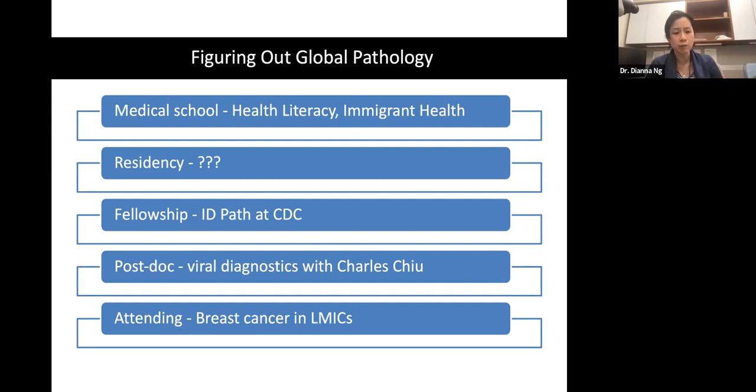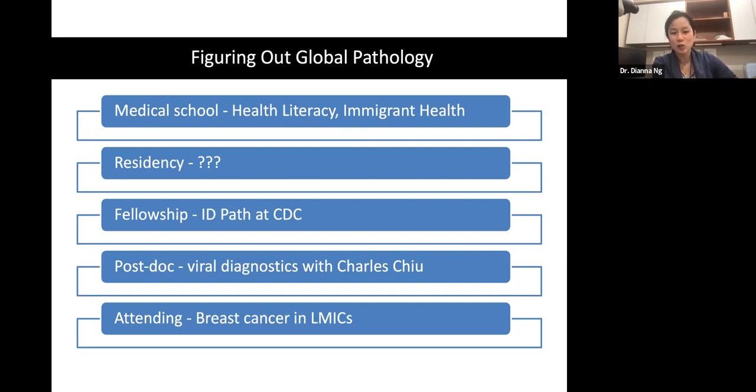I also had a really great opportunity to act as an infection control field officer during the Ebola outbreak that year. It was 2014 to 15 when I was at the CDC. So I got a chance to go to Sierra Leone and help with some of those efforts as well.